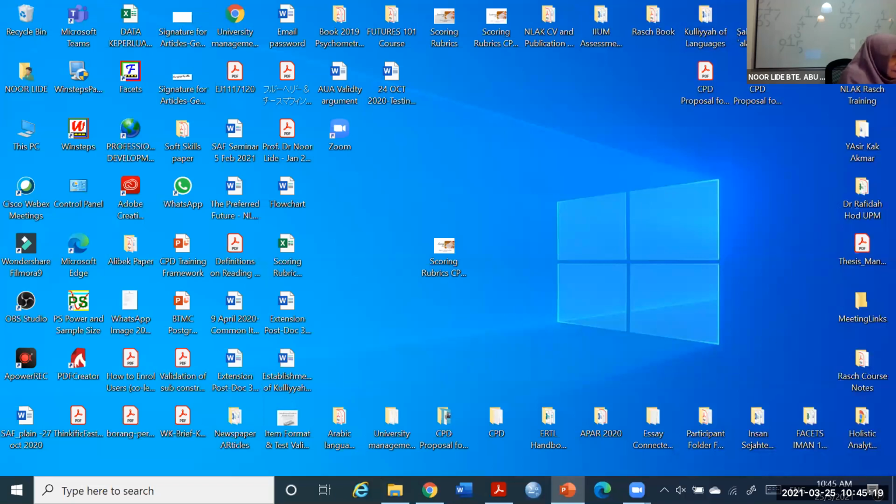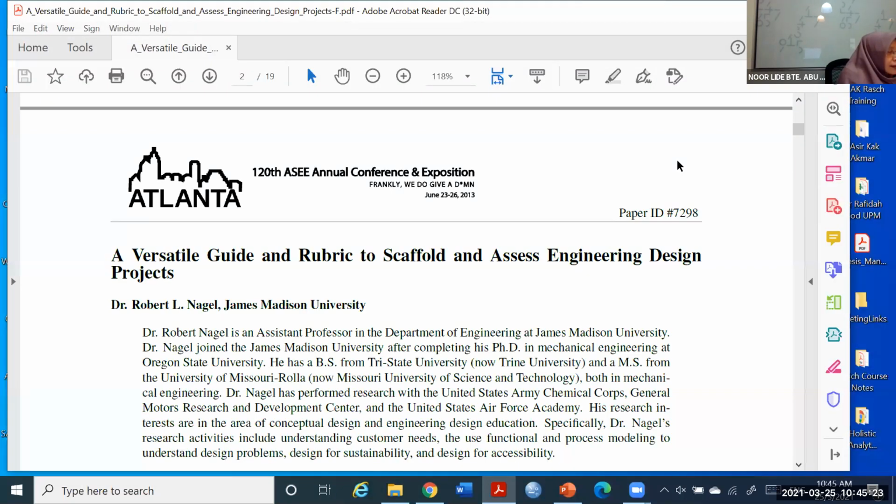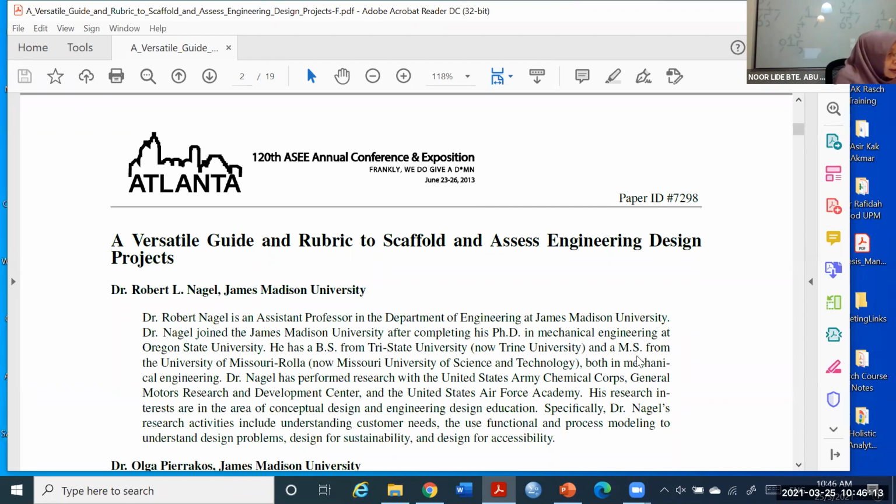Here, this one is an example that I found on the net. Interesting. It is called a versatile guide and rubric to scaffold, to assist in the learning and assess engineering design projects. Now, some projects are very big because they carry a lot of weight. Let's say we give 50%, even 40%, which is quite a big chunk of the total score, or maybe everything actually hangs on this one particular project. So you need to make sure that it's well described, the task is fully understood by the students, and also how they are going to be evaluated, and the rubric itself has to be very comprehensive.